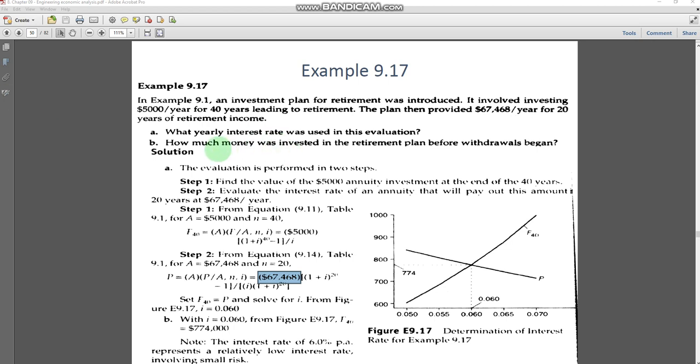Assalamu alaikum everyone. Today we have to start with this example 9.17 and we will try to see how we can actually calculate the interest rate.